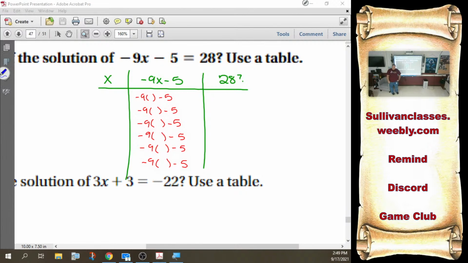Go ahead. Pick a number. 7. Okay. We jam a 7 in there. What is negative 9 by 7? 63. But negative, right? And then I subtract another 5. Negative 68. Okay, so this is way lower than I was supposed to be. I need to go the other direction.